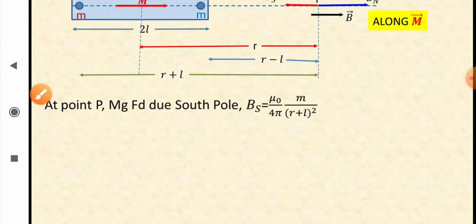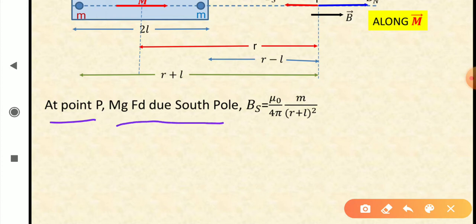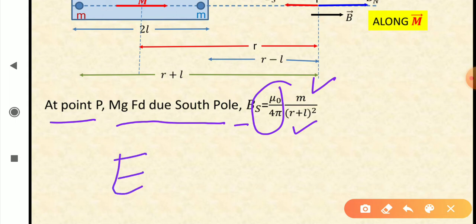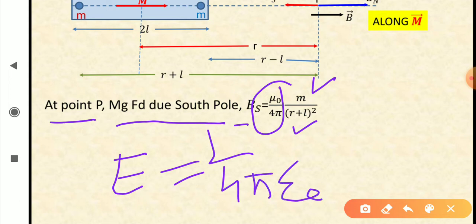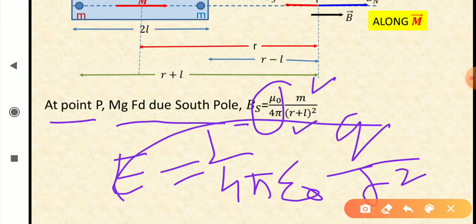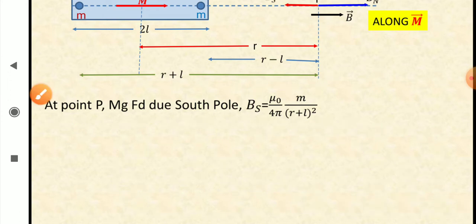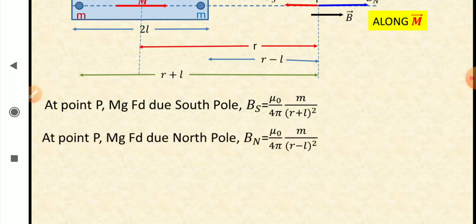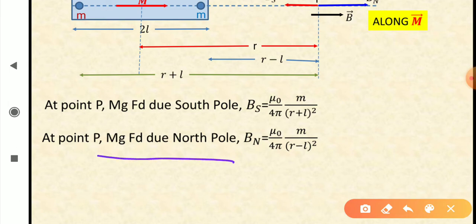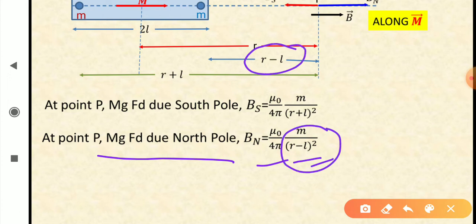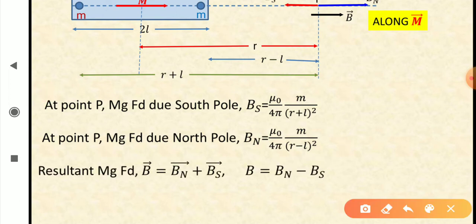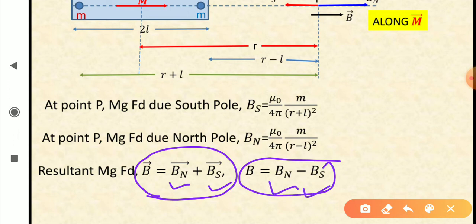And now let us look at its mathematical part. So, at point P, magnetic field due to south pole Bs is mu naught upon 4 pi, m upon (r plus L) square. See, it is similar to electric field, that is 1 upon 4 pi epsilon naught, q upon r square. So, you can compare and remember these formulae. Now, magnetic field at point P due to north pole is mu naught upon 4 pi, m upon (r minus L) square. See, the distance from the north pole is r minus L. And the resultant magnetic field is the vector sum of these two magnetic fields, and the magnitude is Bn minus Bs.